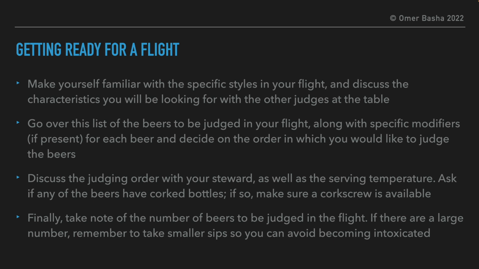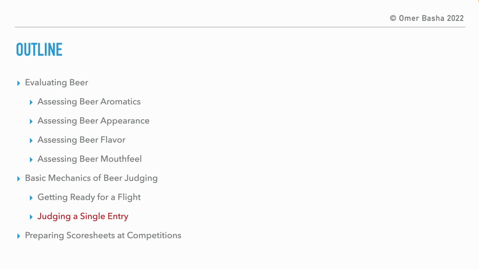In addition, test the serving temperature of the first beer and ask the steward if you can get the beers colder or warmer. Also, don't forget to ask if any beer happens to have a cork and make sure that you have a suitable opener. Finally, check how many beers you have to judge in the flight. If there is a large number of beers, remember to take smaller sips to avoid getting drunk. After discussing on how we should prepare for a flight, let's talk about how you should evaluate a single entry.